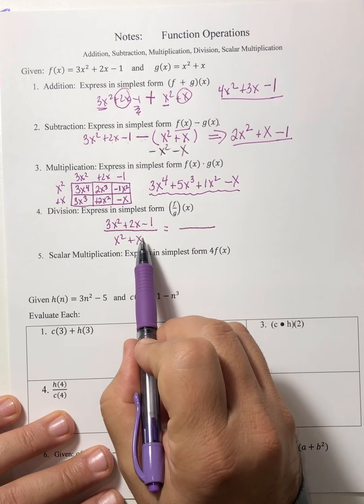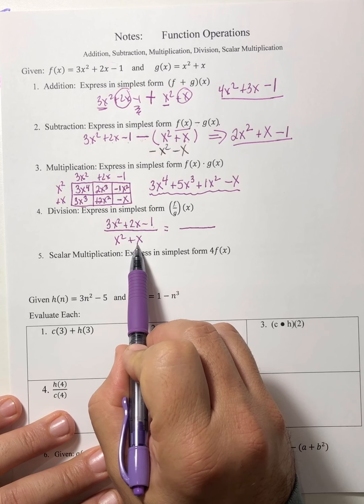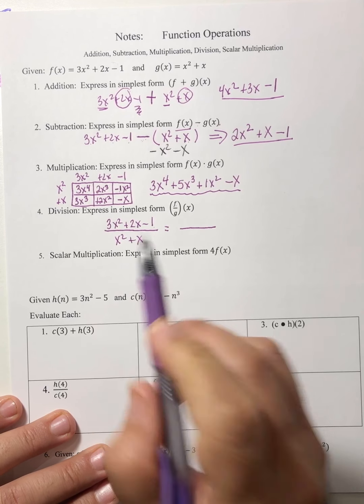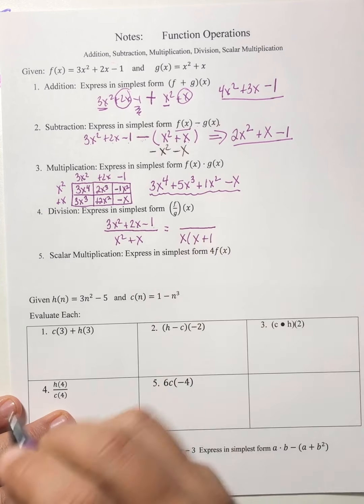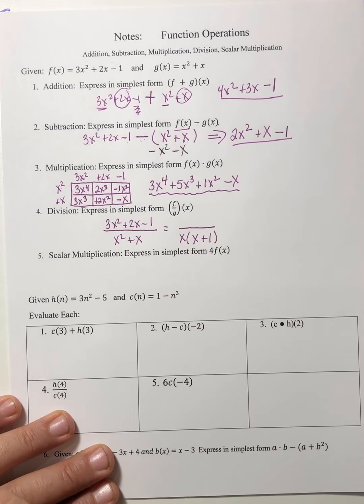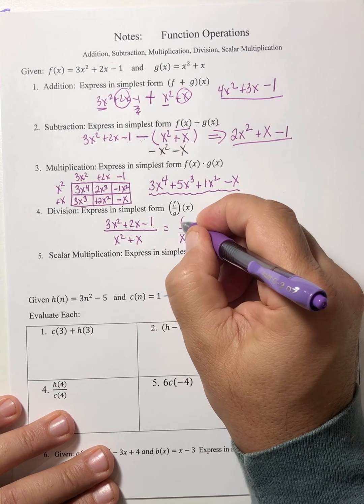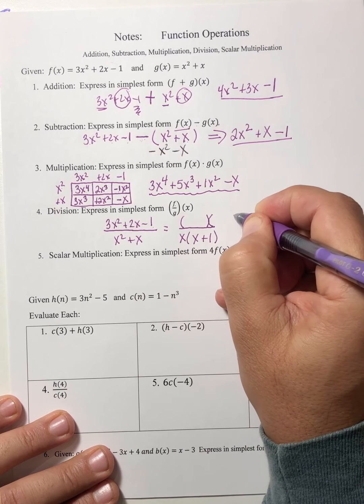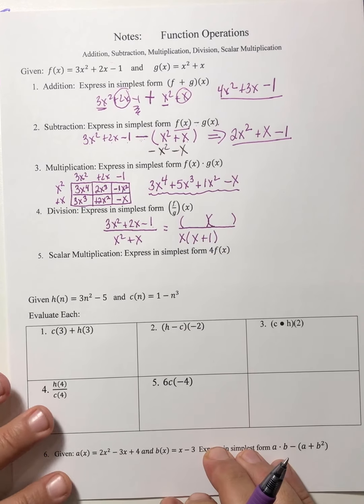So let's take care of the bottom first. When I factor the bottom, it's just a GCF. So I have an x on the outside, and then we have x plus 1 on the inside. This is going to need 2 parentheses. I'll do the factoring over here.